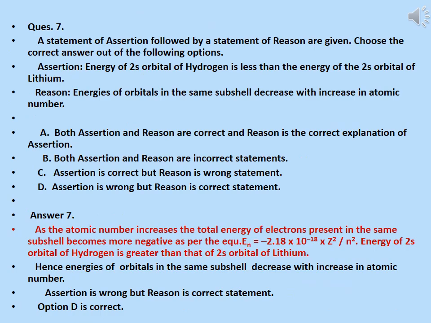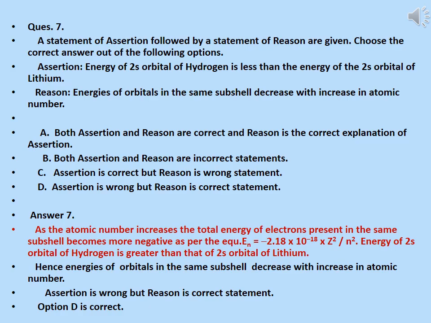Question number 7. A statement of assertion followed by a statement of reason are given. Choose the correct answer out of the following options. First, we'll see the options. Option A, both assertion and reason are correct, and reason is the correct explanation of assertion. B, both assertion and reason are incorrect statements. C, assertion is correct but reason is wrong. D, assertion is wrong but reason is the correct statement.